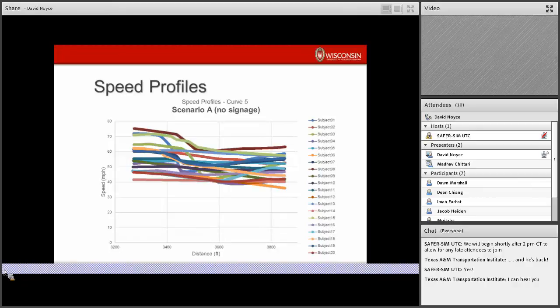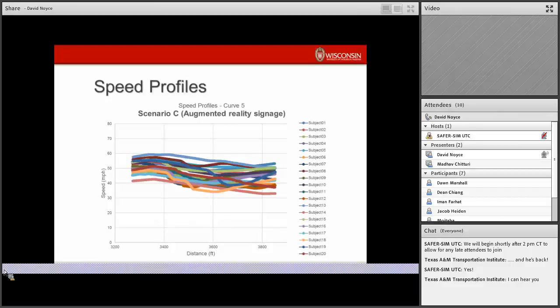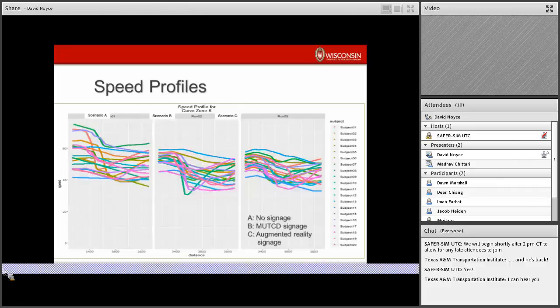So here's one of the scenarios we looked at with no signage. This was at our curve number 5 in the data analysis, a scenario with the METCD, and a scenario with the augmented reality. And if you can kind of put them side by side here, what you see is that the overall operating speeds as we identified in scenario A, or the no sign scenario, was a little bit higher. You see the consistency in B and C, but there still was some randomness in terms of you see spikes in several of the drivers that did a number of interesting things at locations.